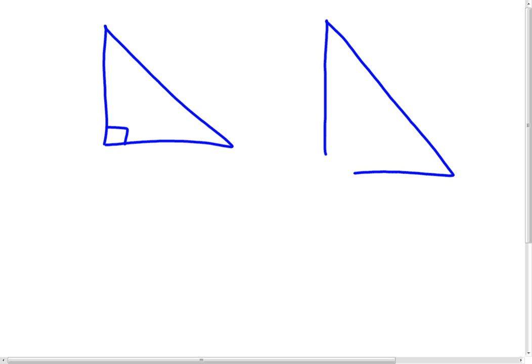At the top, on the blank side, let's draw two triangles. One with 45 degrees and 45 degrees, one with 30 degrees and 60 degrees.